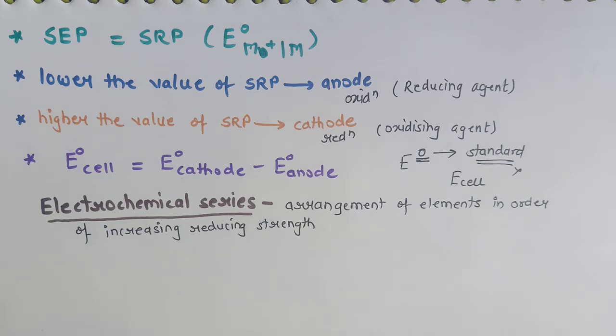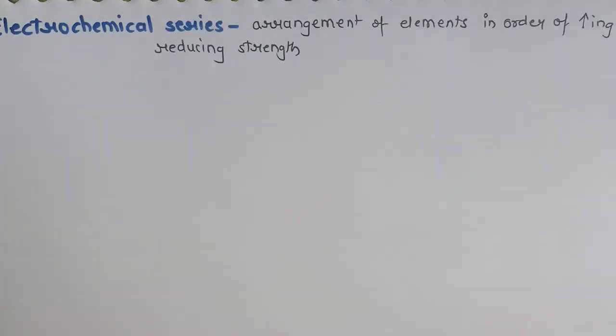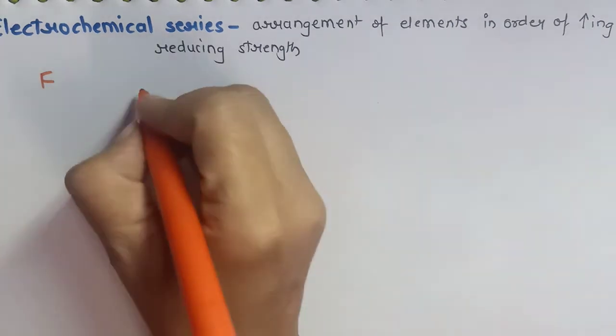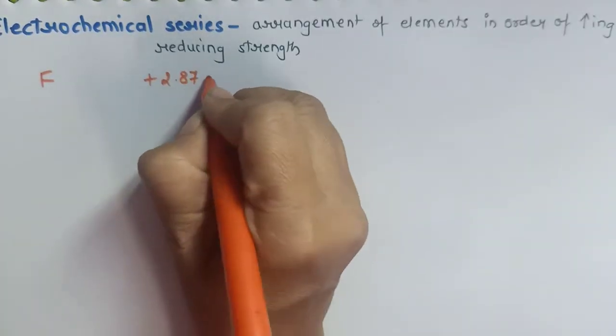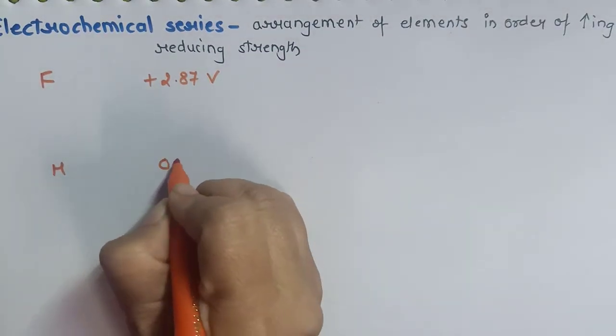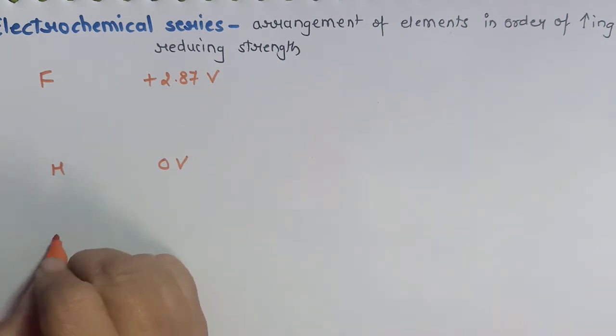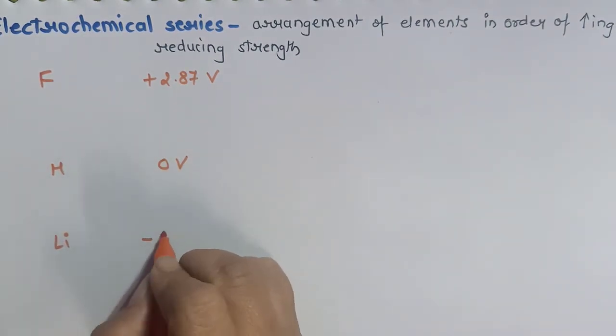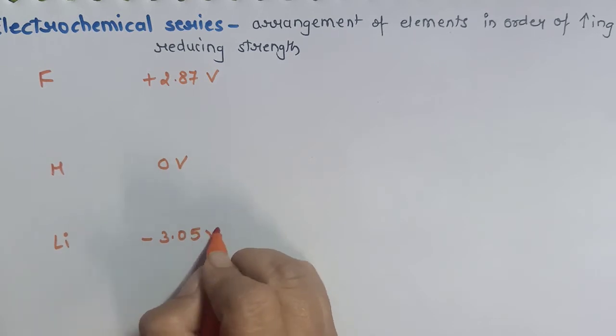And this is the topic of today's video. We will be discussing the electrochemical series and its applications. So, what is an electrochemical series? It is the arrangement of elements in order of increasing reducing strength. On the top, we have fluorine with its SRP being plus 2.87 volt. Then in between, we have hydrogen, which has SRP 0 volt, and at the bottom we have lithium with its SRP minus 3.05 volt.